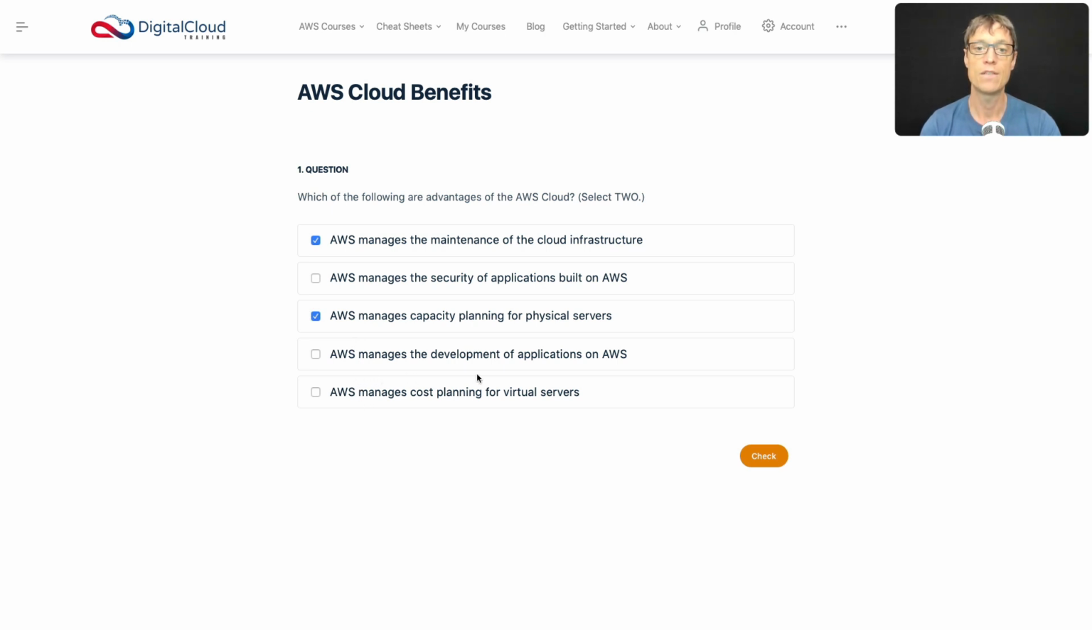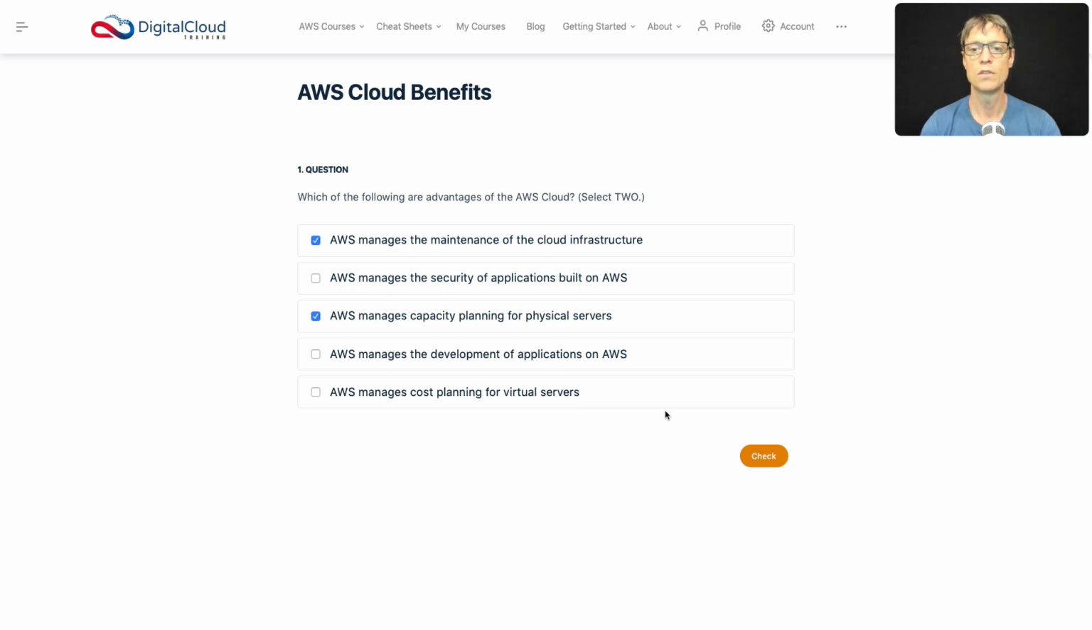AWS manages the development of applications on AWS. Well, no, you develop your own applications. They don't do development for your applications for you. AWS manages cost planning for virtual servers. Well, they do for physical servers, for cost planning and capacity planning and those kinds of activities. But AWS are not responsible for the virtual servers. So those are basically things like your Amazon EC2 instances. So that doesn't look good either.